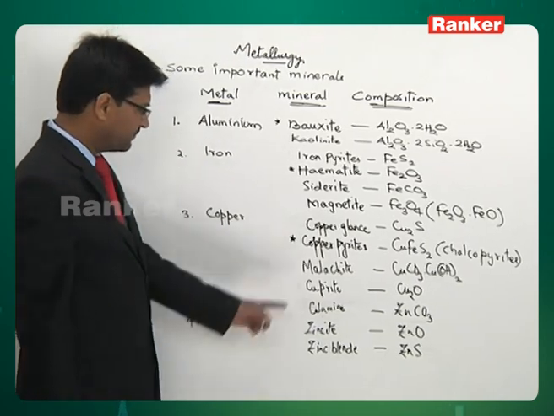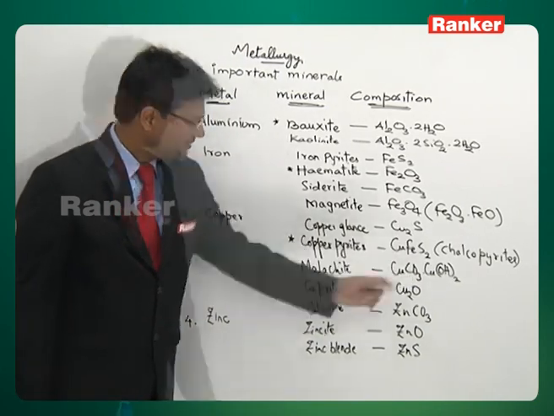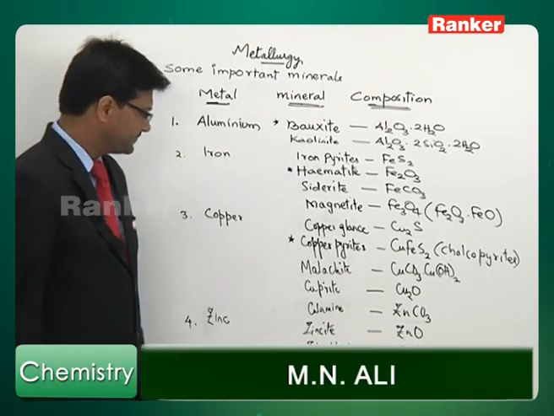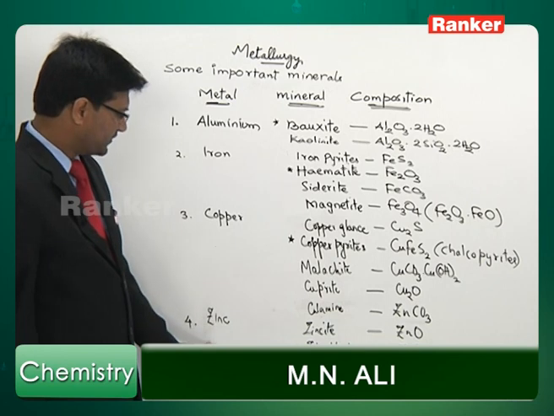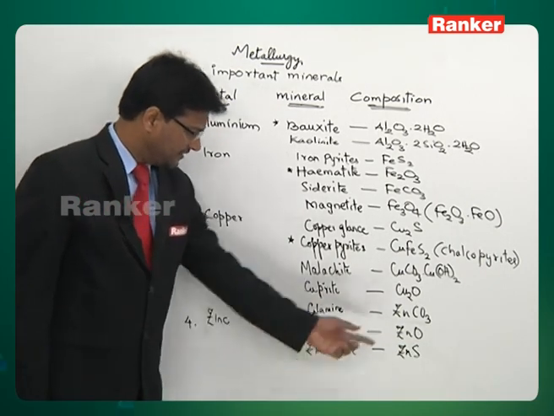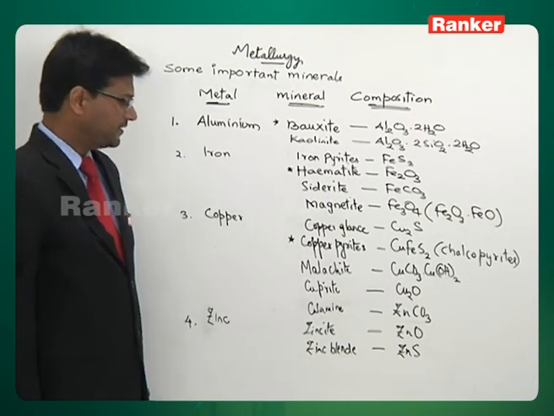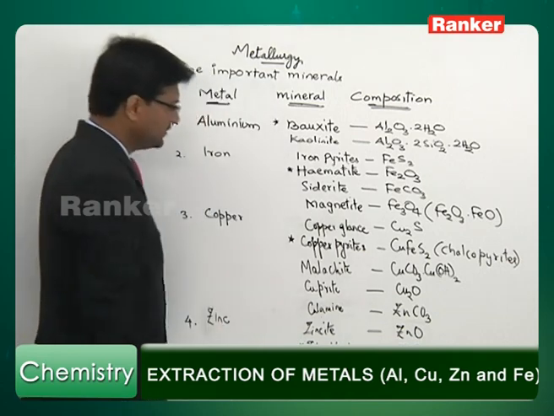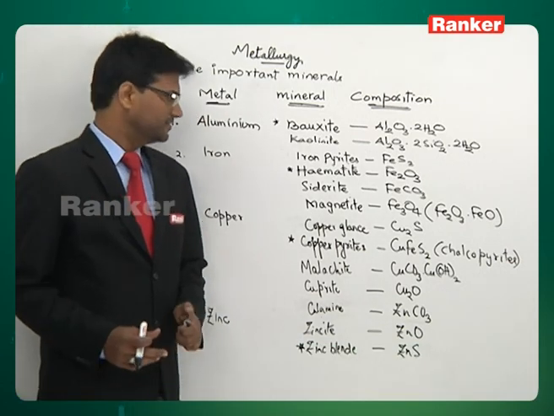And then malachite is basic cupric carbonate. Cuprite is an oxide ore of copper. And then ores of zinc. Calamine is a carbonate ore of zinc. Zincite is an oxide ore, and zinc blende is a sulfide ore of zinc. And this is the chief ore of zinc. Zinc is mainly extracted from zinc blende.